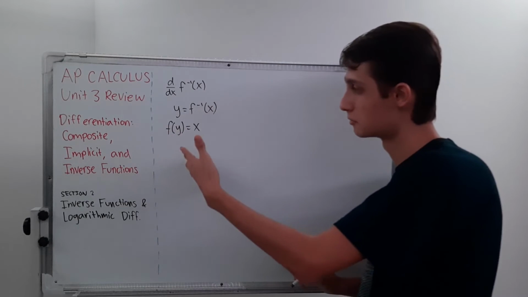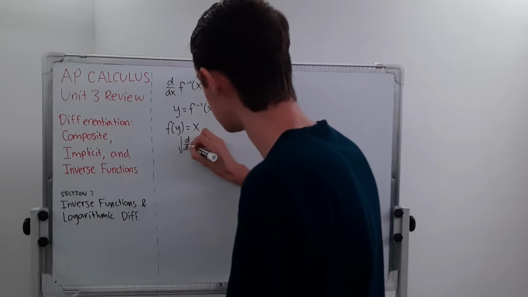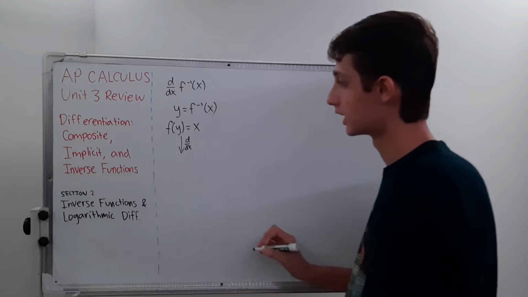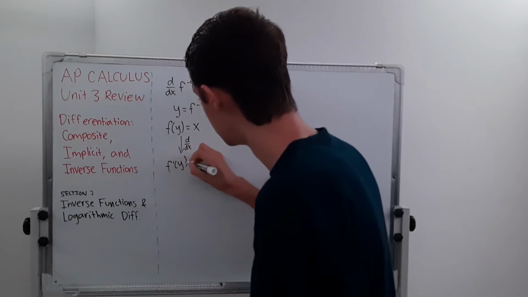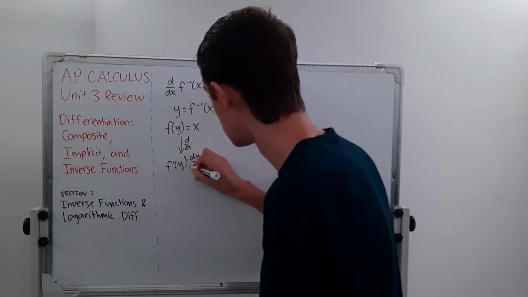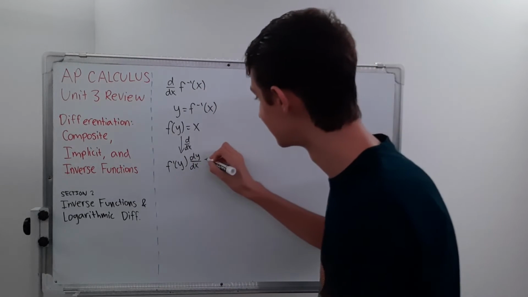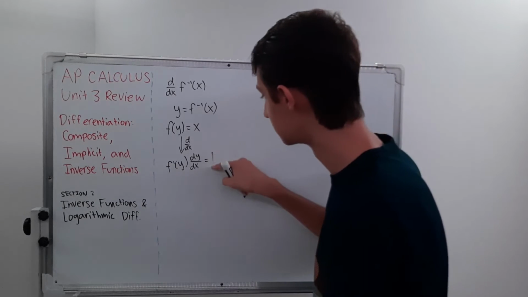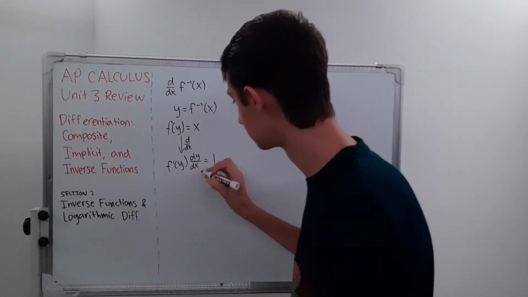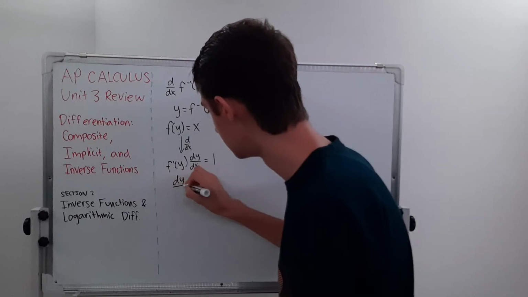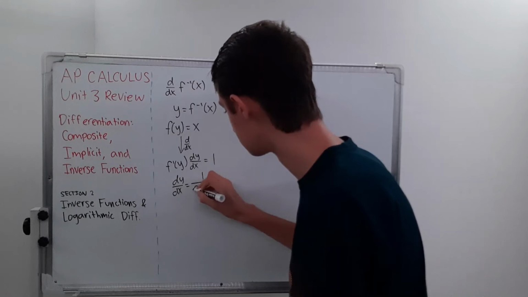Now if we take the derivative on both sides, let me draw my arrow, d/dx. Okay, so we get f prime of y times dy/dx, right, because we can't forget dy/dx. This is just equal to 1, right? That's really cool. So now we can isolate dy/dx by dividing by f prime of y on both sides. We get 1 over f prime of y.